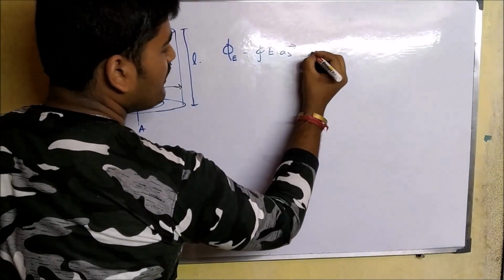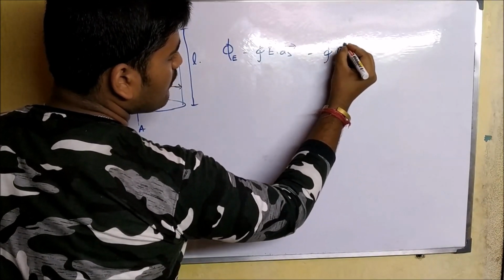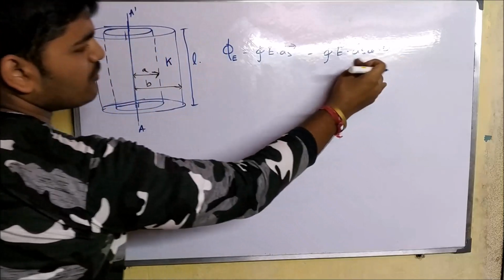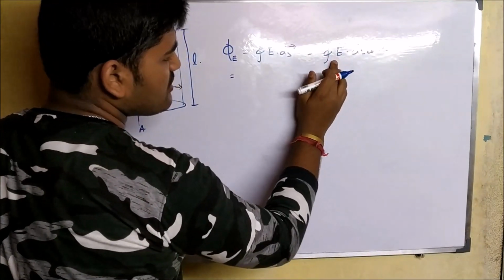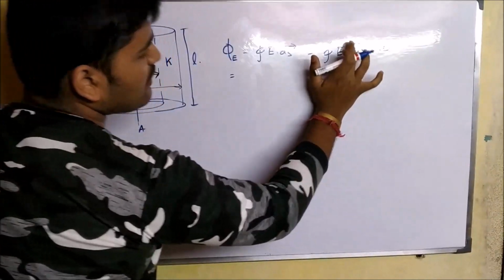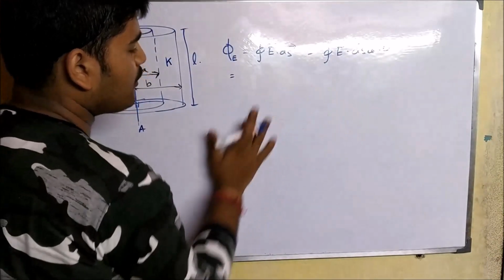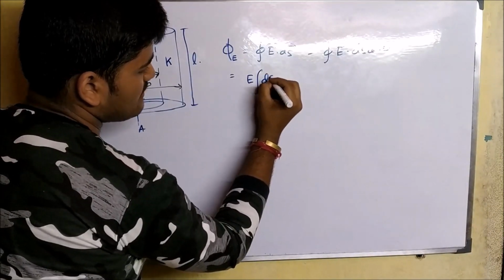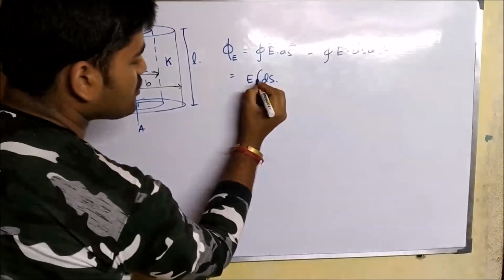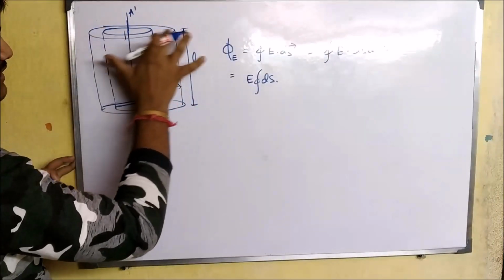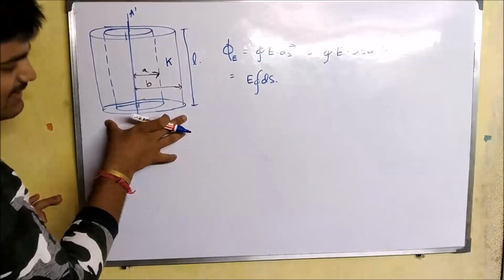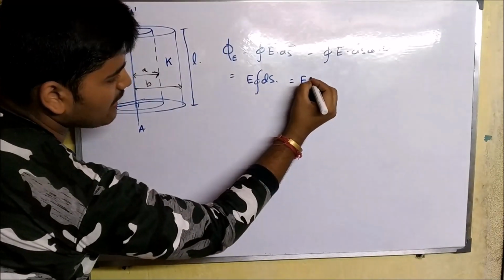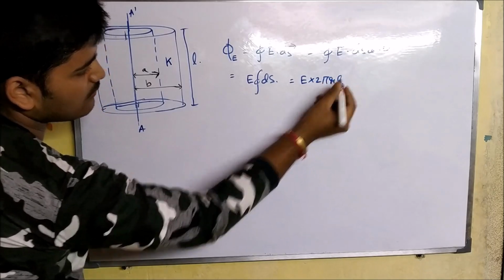So the angle between them is written as closed integration of E vector dot ds into cos of 0 degree. This equals 1, so this will be ds. Now this E vector is written as a scalar, so the vector sign will be removed, and this E is a constant quantity, so it will come out of the integration. E will come out, and this will be equal to the integral of ds. Now this closed integration of ds equals 2 pi r, the circumference of this circle, into the length of the total cylinder. So it will be equal to E into 2 pi rL.